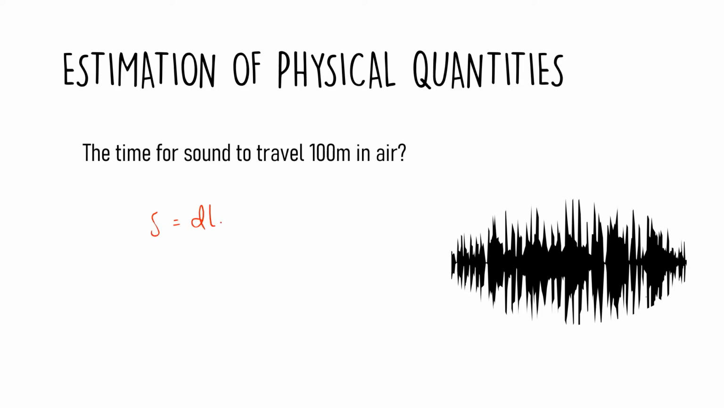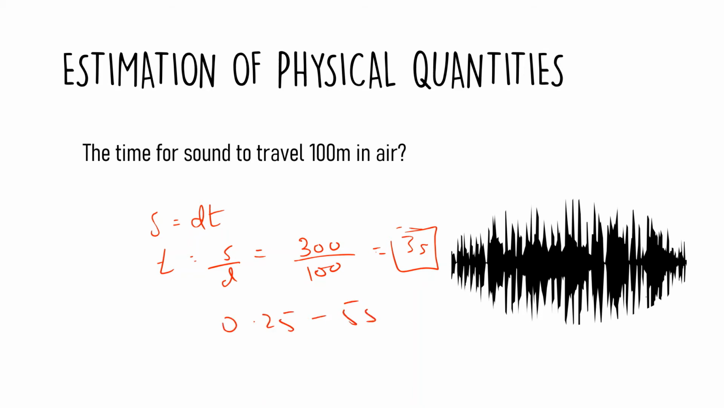So we know that S is equal to d over t, and in order to find t, I can say d divided by S. S is 300 for speed of sound in air, and then 100 meters we want to travel. So the answer turns out to be 3 seconds. So this is by my calculation. Then again, you just need to be a bit logical about this, but they will accept anywhere between 0.25 to 5 seconds.